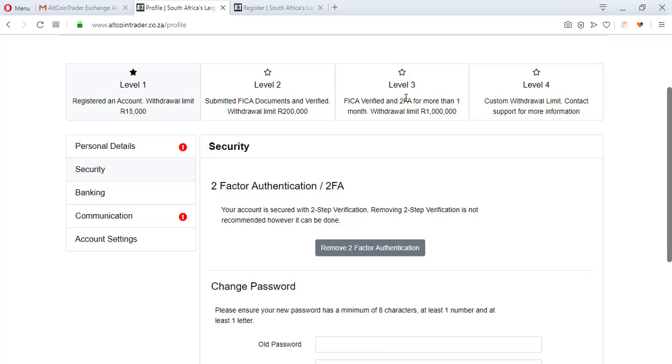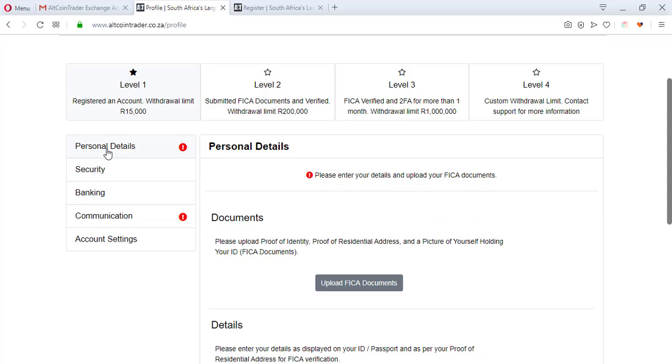And not only that, you also need to put your personal details, right? This is very crucial. You have to do it, otherwise you'll get restricted on your withdrawal amount, right? So you can withdraw 1 million Rand if you have two-factor authentication and you get your FICA verified, and your two-factor authentication has to be 1 month old or more, right?